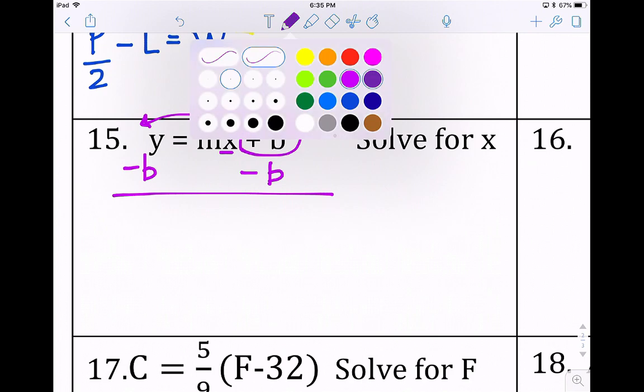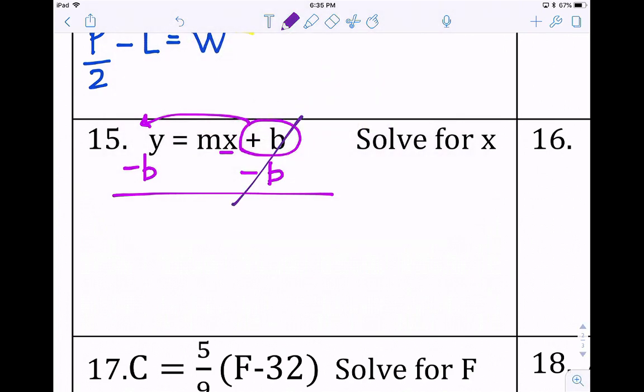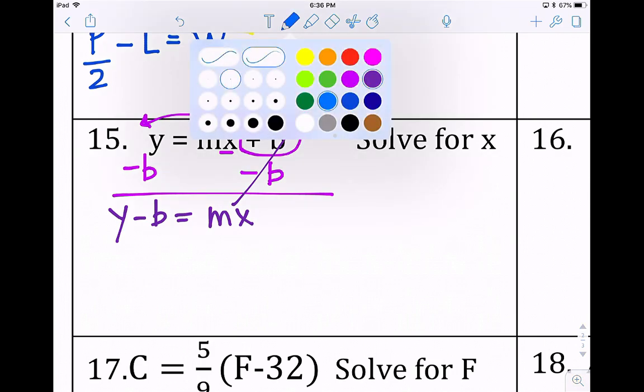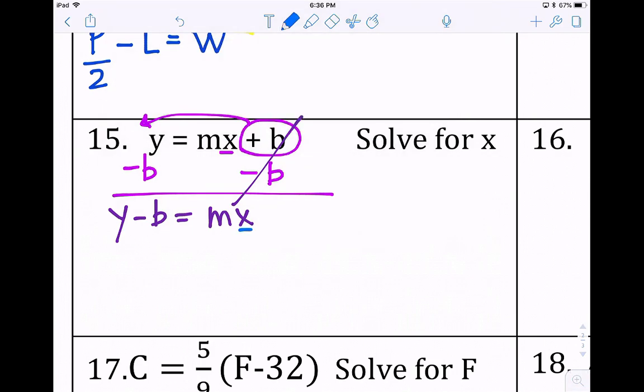So when you do that, b minus b, those cancel. Y minus b, those are not like terms. You can't actually put those together because they're not like terms. So we're just going to write that as y minus b equals mx. Okay, and then our next step is we want to get x right here by itself.